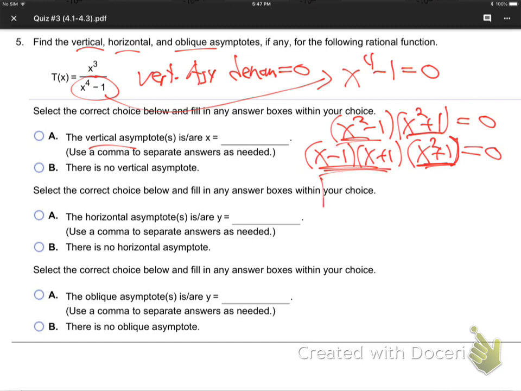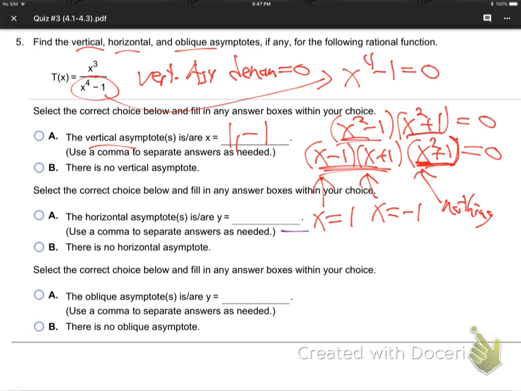Okay, and now, so what can make that part 0? X is 1. What can make that part 0? Negative 1. What can you plug in there to make that 0? Nothing. So the only two vertical asymptotes are 1 and negative 1. Either order on that. Next, we got to do the horizontal or oblique asymptotes.